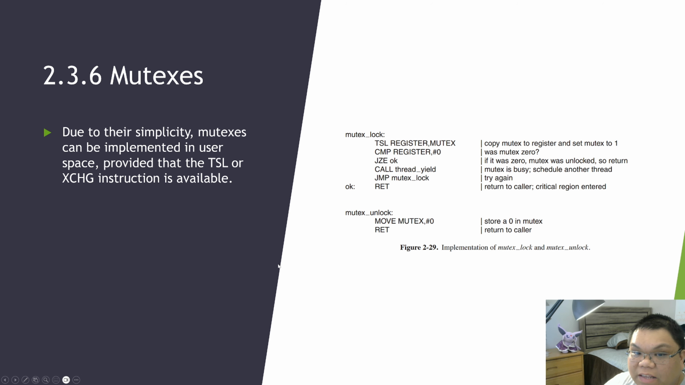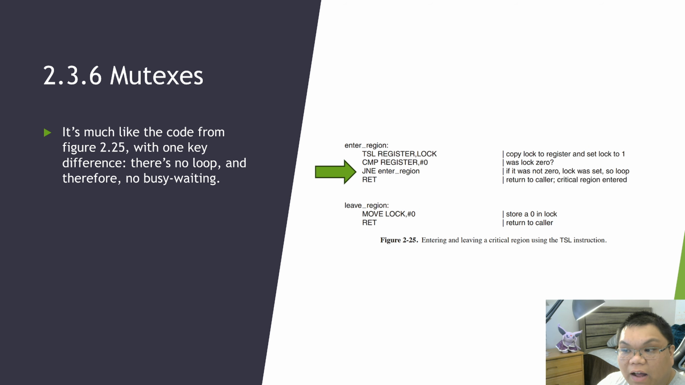Due to their simplicity, this is an assembly code implementation of how a mutex lock and mutex unlock procedure may be implemented. These are using some assembly instructions, by the way. Unlike the previous code that uses busy waiting, and this is the busy waiting here.